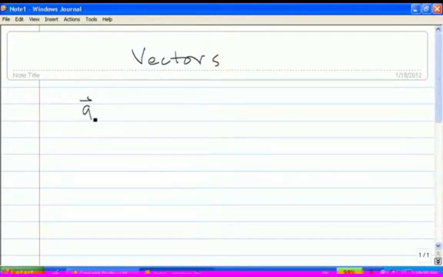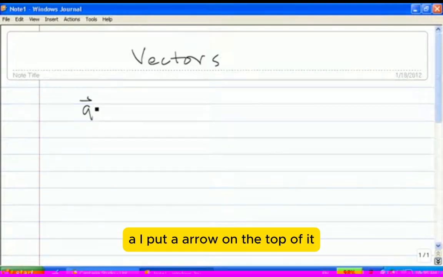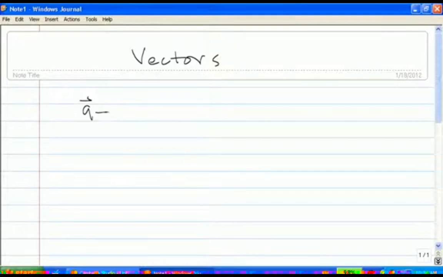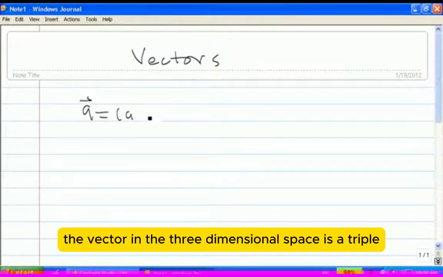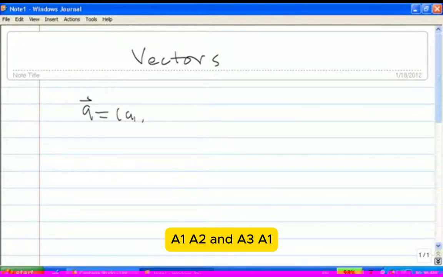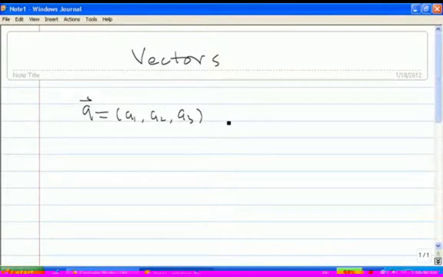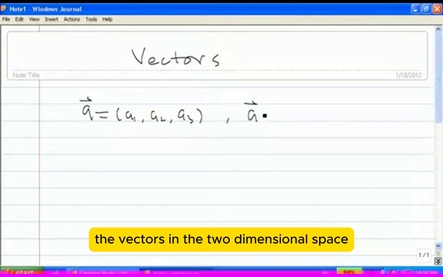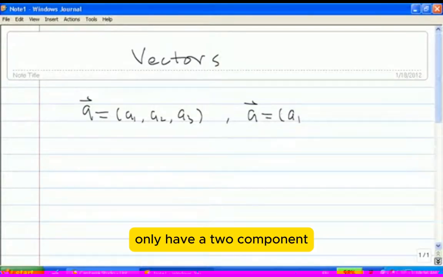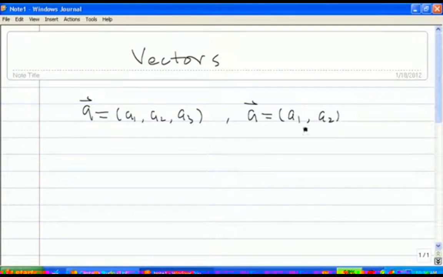Okay, the vector in three-dimensional space. I'm going to use A with an arrow on top of it, which means it's a vector, just to distinguish it from a scalar. In the book, they use boldface. The vector in three-dimensional space is a triple: A1, A2, and A3. A1, A2, A3 are scalars. The vectors in two-dimensional space only have two components, A1, A2, again scalars.